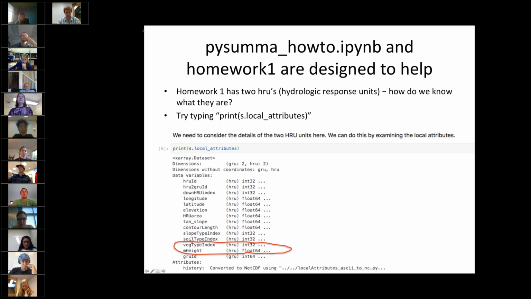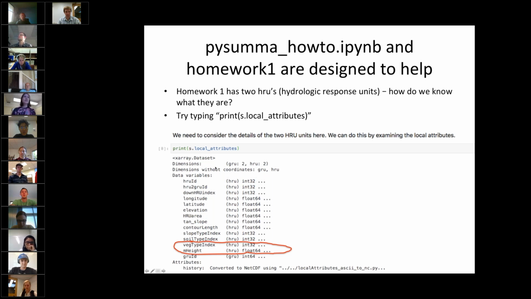So just for an example, when you're doing homework 1, and we'll talk on Wednesday more about the exact site where the data comes from, and once we start talking about forests, it has what's labeled as an HRU. An HRU is a hydrologic response unit. And so you might say, okay, well, which is which and what's going on in this model? How can we figure out what it is? If you try typing in Python print best local attributes, this is what it gives me. It tells you, okay, this is the spot, and this is for homework 1. You have 2 global response units and 2 hydrologic response units.